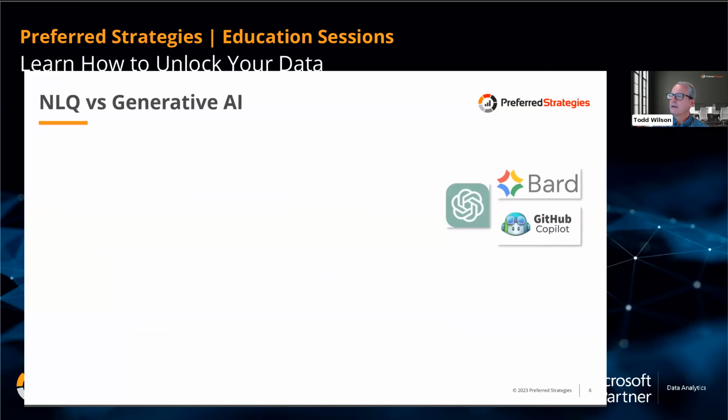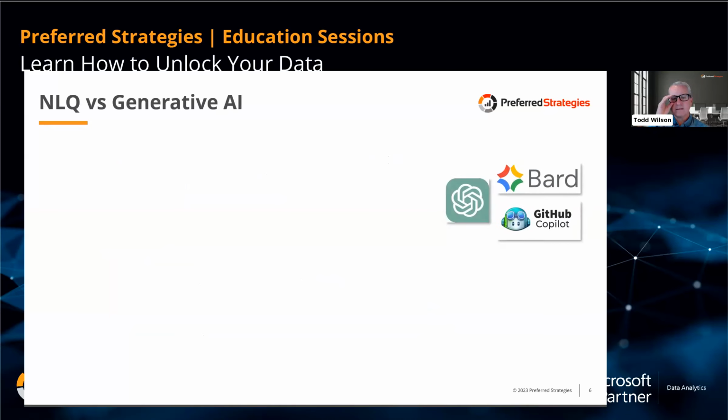Now, an important question I think to answer is, how does this natural language query capability compare to generative AI? Much of the headlines for some time now have been around AI specifically with the context of generative AI. ChatGPT hit the world by storm. It's now over 100 million users, ChatGPT, and growing. Bard or Copilot, other examples of that. So how does that compare? When we're talking about natural language query, are we talking about the same thing?